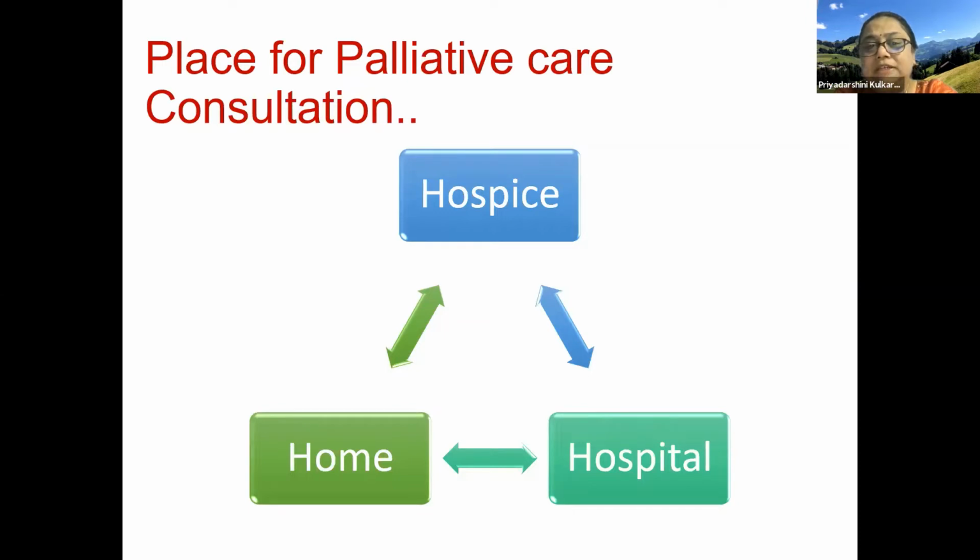Then, if the patients are coming from far away and they have reasonable symptom management, they would opt to go home, and we used to, or we still do, help them by telephonic advice.